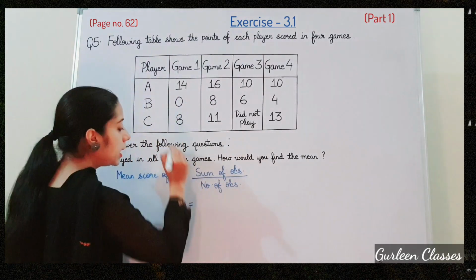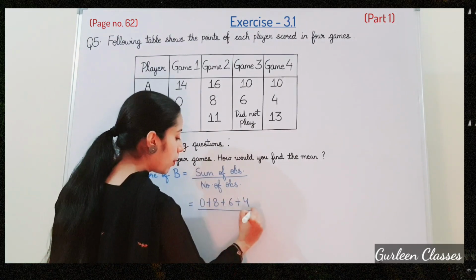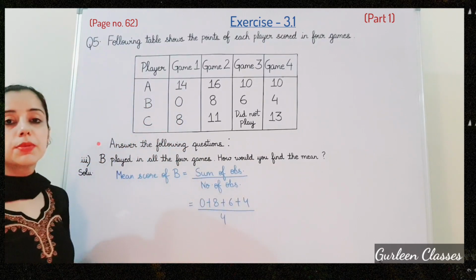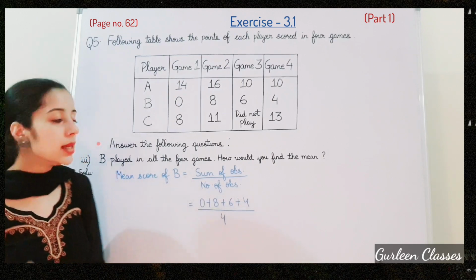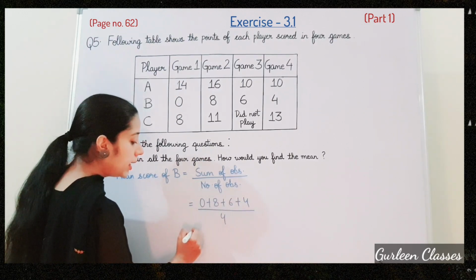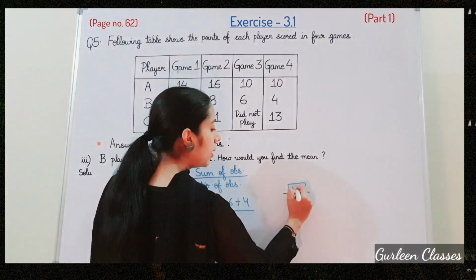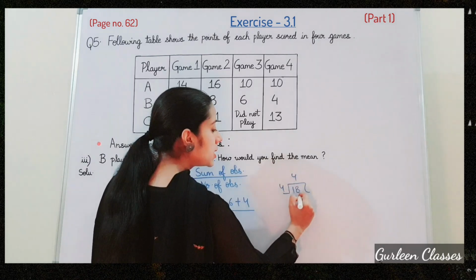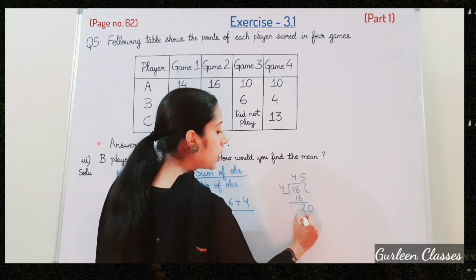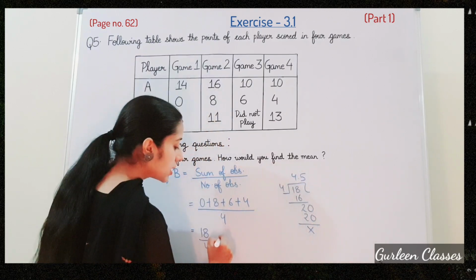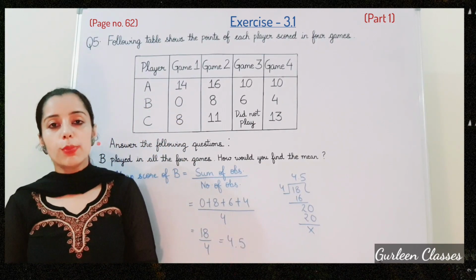So sum is 0 plus 8 plus 6 plus 4 upon 4. Here the number of observations is 4 as player B played in all the 4 games. So let us add: 6 plus 4 is 10, 10 plus 8 is 18, upon 4. So divide 18 by 4. 4 fours are 16. Put decimal point, it will be 2 and 0. 4 fives are 20. So write here answer 4.5. So mean score of B is 4.5.